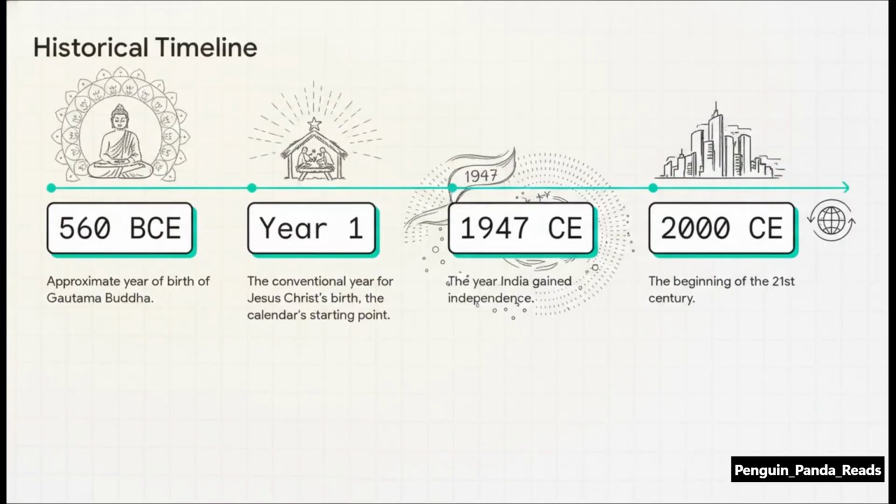Well, the system pivots around one single point, the year that is conventionally accepted as Jesus' birth, which we call year one. Everything that happened after that point counts forward, like 1947 CE. But, and this is the key part, everything before that point counts backward. So for example, the Buddha was born around 560 BCE, which means 560 years before that central dividing line.